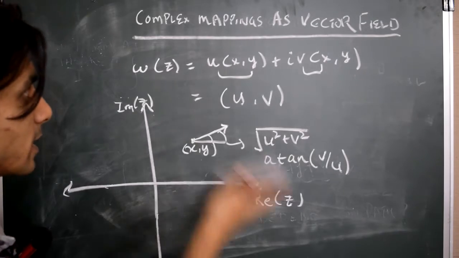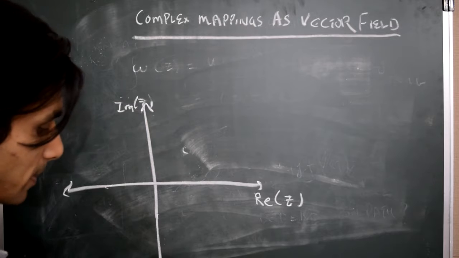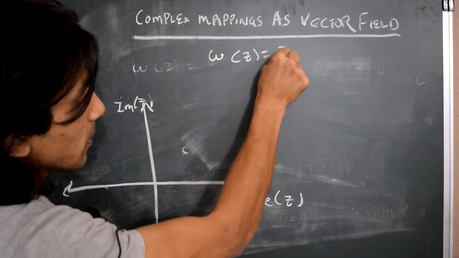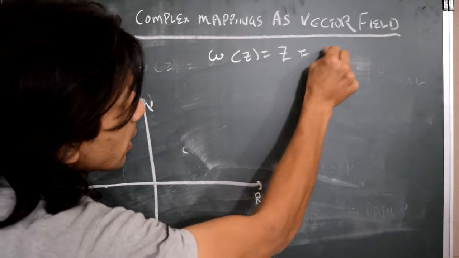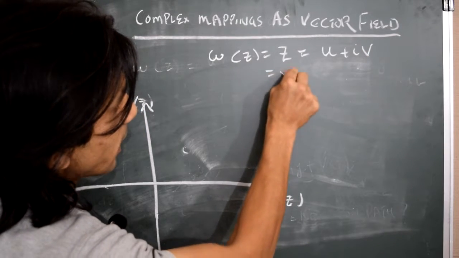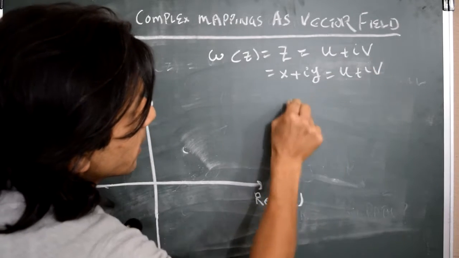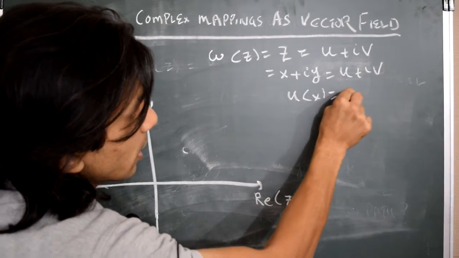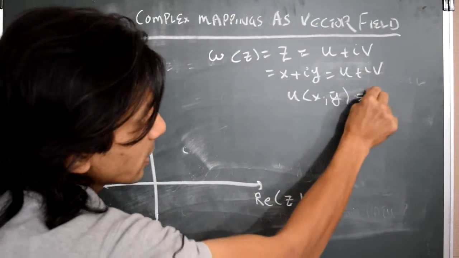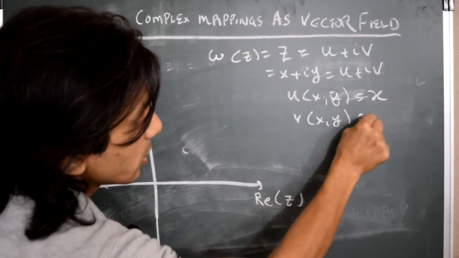Let's take a specific example which will make these ideas somewhat clearer. Let's say we talk about the identity mapping, w(z) equals z. Here we have a u component plus a v component, and since z is x plus iy, which is equal to u plus iv in this case, then u at some point (x, y) is essentially the value x itself, just the x coordinate, whereas v at (x, y) is just the y coordinate.